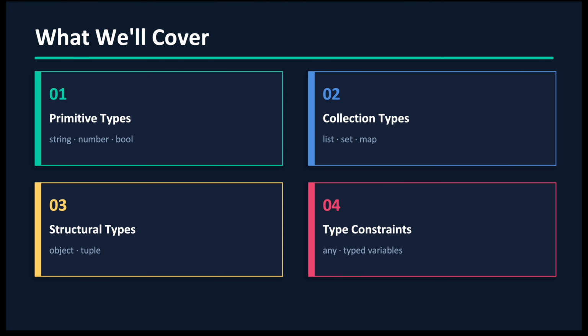So what are we going to cover? We have four things. First one is primitive type, which is string, number, bool. Second one is collection type, which is list, set, map. Third one is structural type, which is object and tuple. And last one is the type constraint, that is any. When to use and when not to. By the end of this video, you will know exactly which type to use and why.